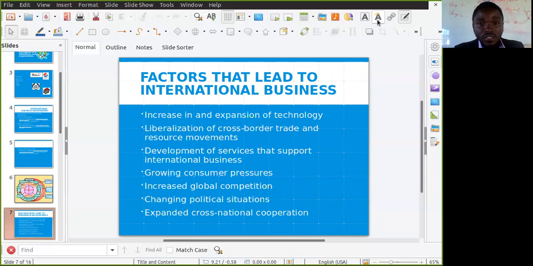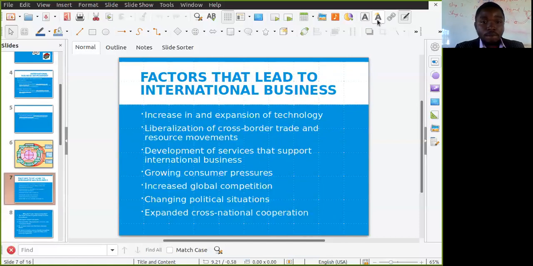Increase and expansion of technology, liberalization of cross-border trade and resource movements, development of services that support international business, growing consumer pressures, increased global competition, changing political situations, expanded cross-national cooperations. We can see that these factors are some of the factors that lead a firm to go international.